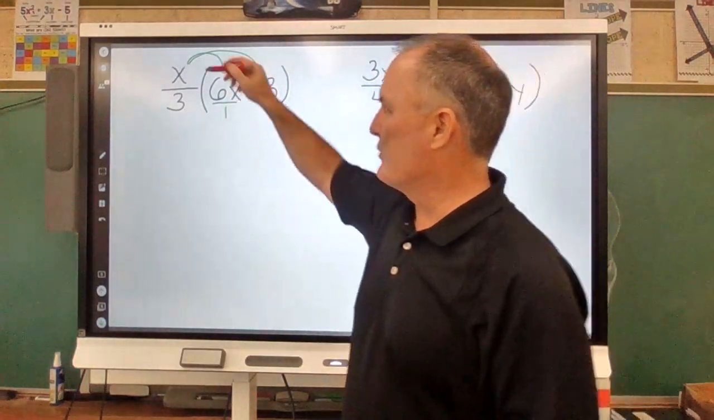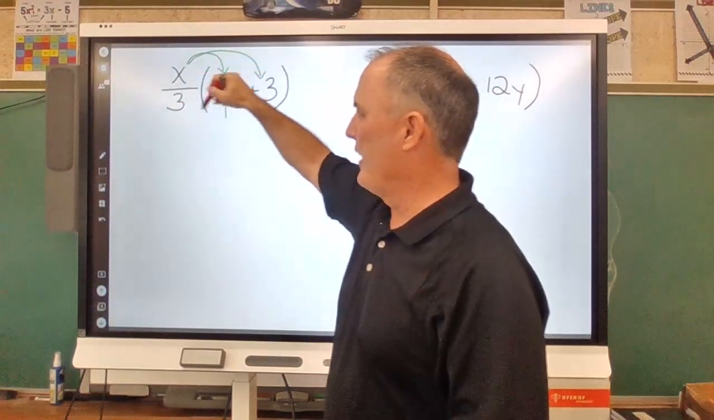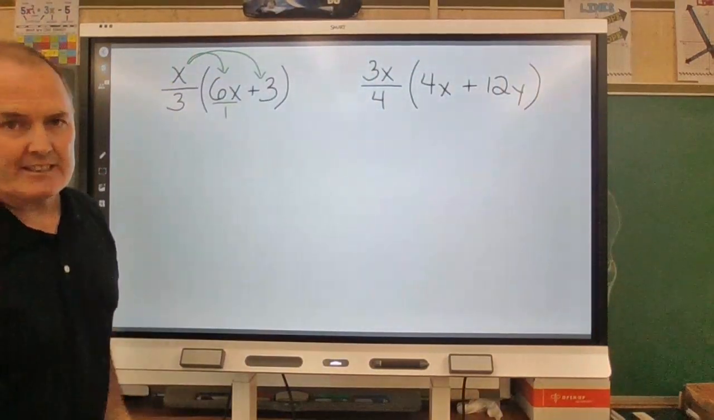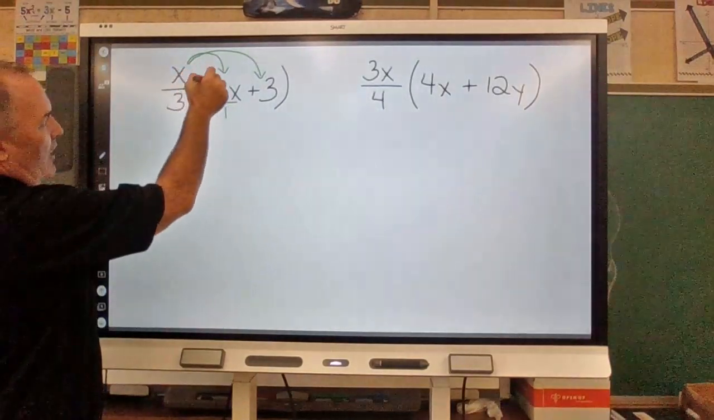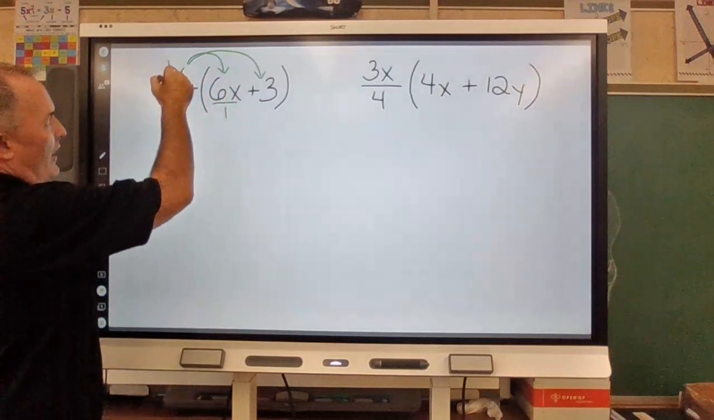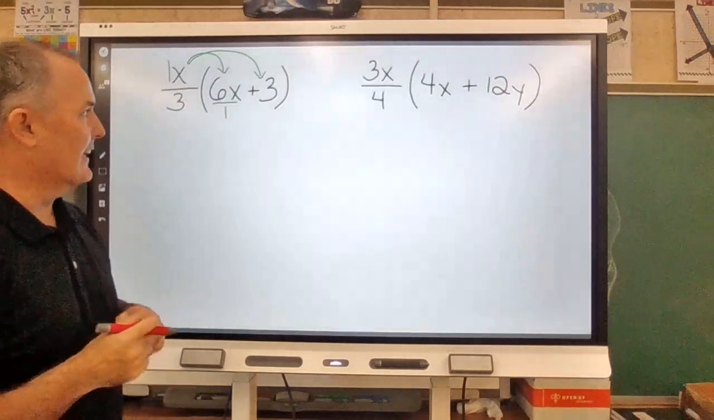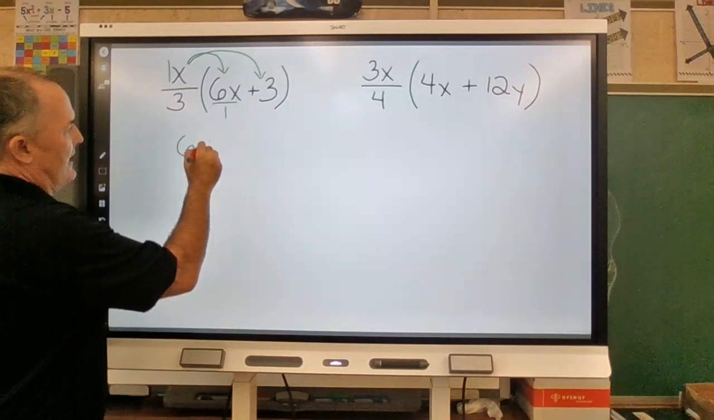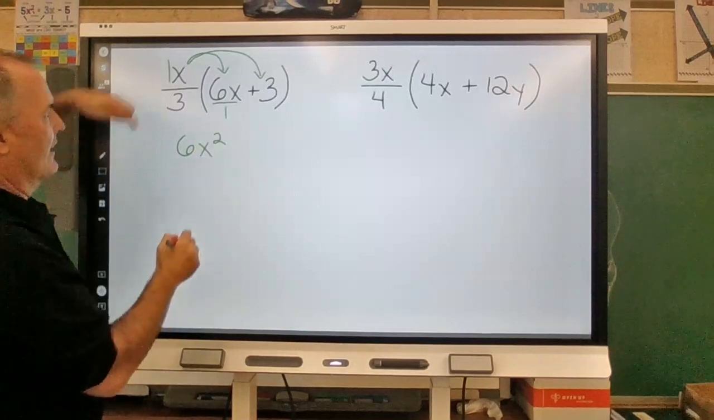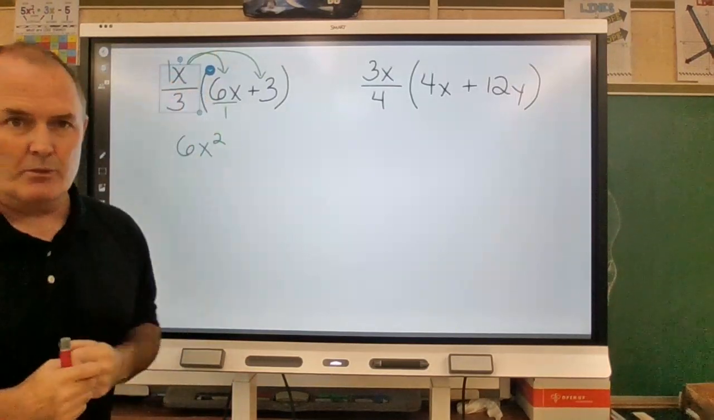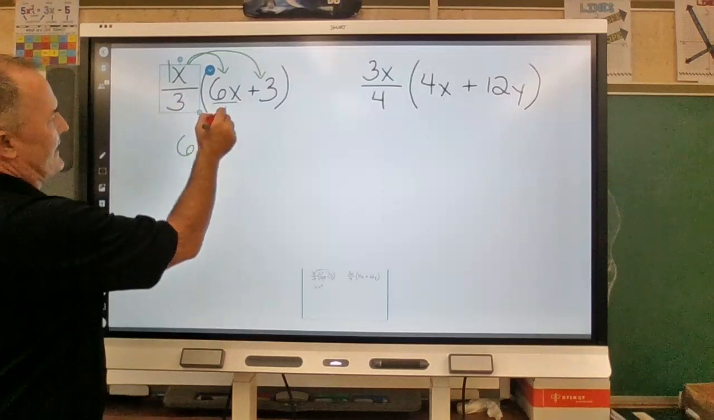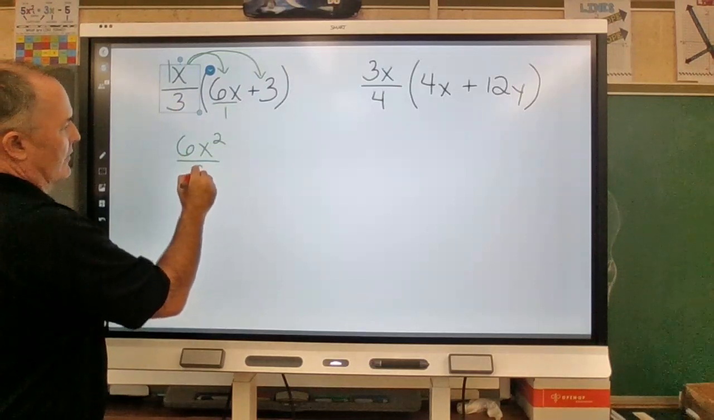Because we multiply fractions, we just multiply across the top and across the bottom. So x times 6x would be like saying 1 times 6. Because remember, there's a little 1 in front of that. The ninja 1. It's like it's there, but you can't see it. And now that gives me 6x squared. Because remember, x times x gives you x squared. And then 3 times 1 would be 3 on the bottom.